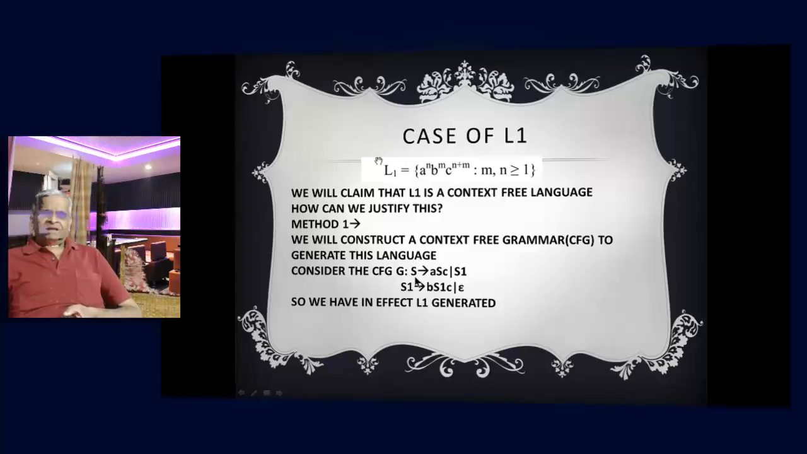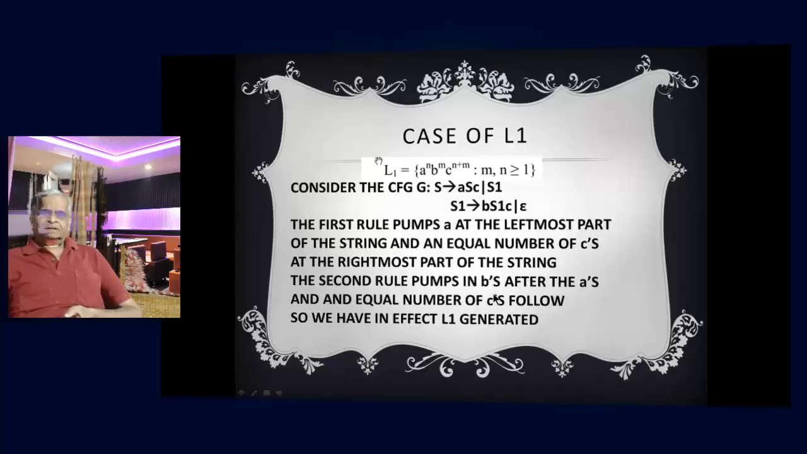Consider this grammar. There are four productions: S goes to A S C or S1, and S1 goes to B S1 C or epsilon. The non-terminals are S and S1. The terminals are A, B, and C. Epsilon is the empty string. We claim this grammar generates L1. How do we do this? Look at the first rule. S is on the left-hand side and right-hand side. As I apply the first rule, A's are pumped on the left-hand side and an equal number of C's are pumped on the right-hand side. These give me the initial A's and the final C's at the rightmost part of the string.